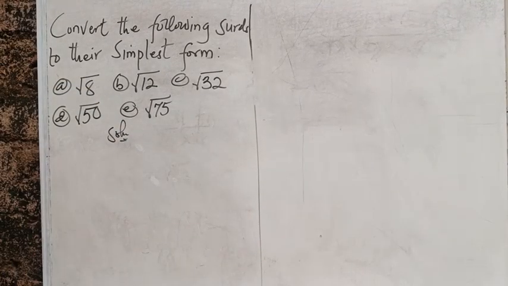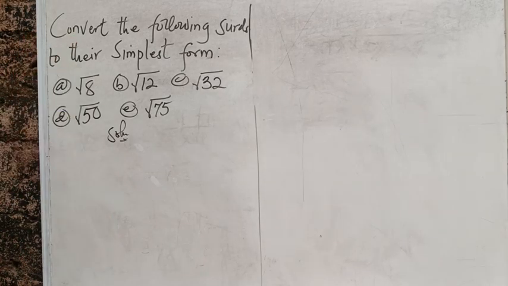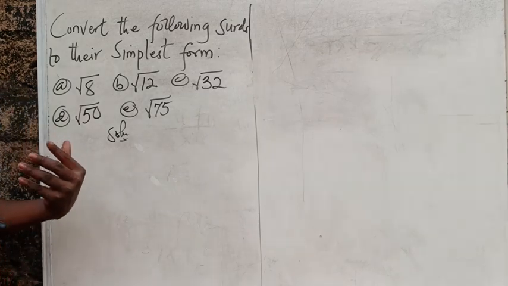Today we'll be looking at conversion of surds from their single form to their simplest form. Okay, that's basically what we are looking at today. So we have an example here: convert the following surds to their simplest form: root 8, root 12, and so on. Now, the basic idea behind this is this.